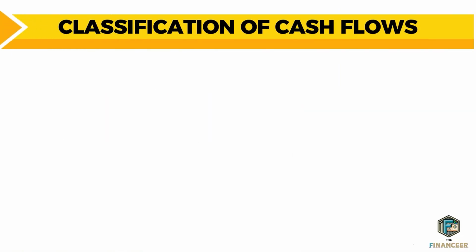Hello and welcome to the second module of IAS number 7. In module number 2, we are going to discuss the classification of the cash flows. Remember, in the first module, we discussed that cash flows in the statement will be classified into one of the three types of activities. Number 1, operating activities. Number 2, investing activities. And number 3, financing activities. And it should be in the same order.